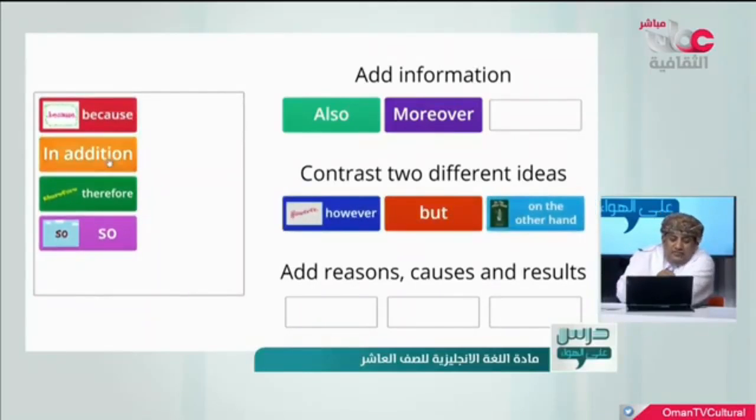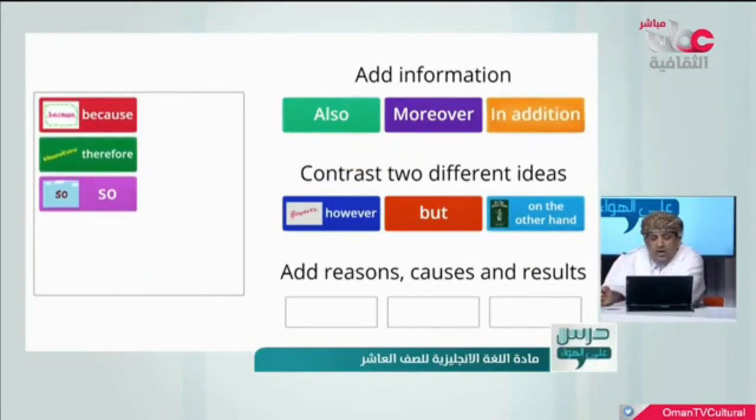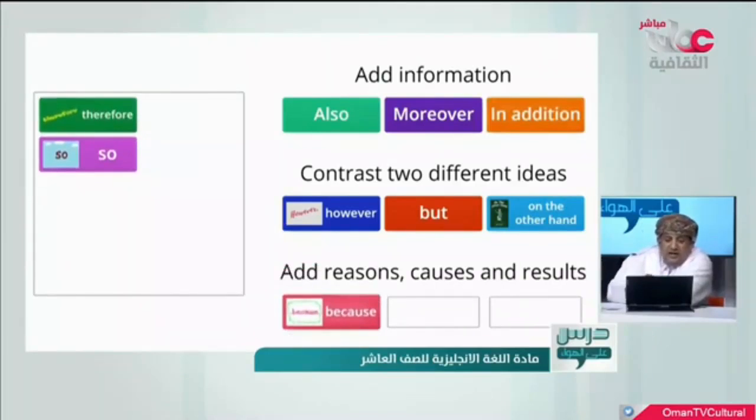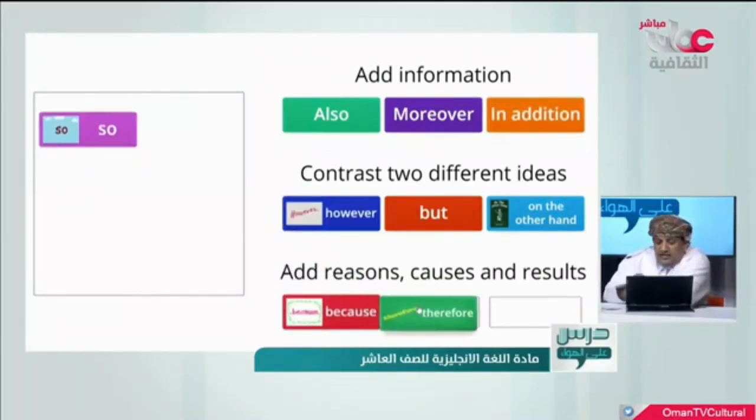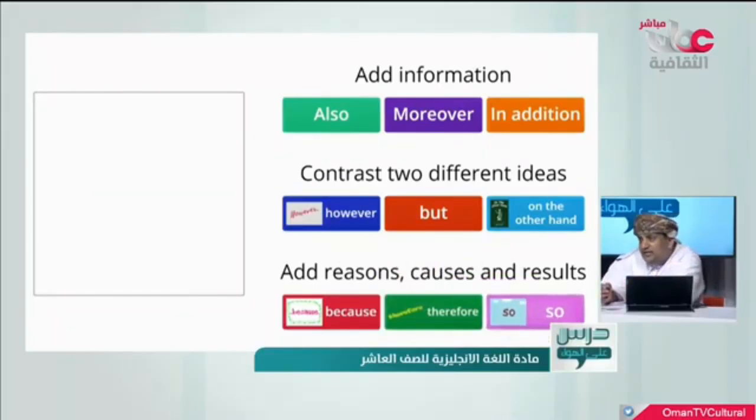In addition is for adding information. Because is for giving reasons. Therefore is also for giving reasons, and so is also for giving reasons. Now I want to check your work. Let's check our work to see if it's correct or not.